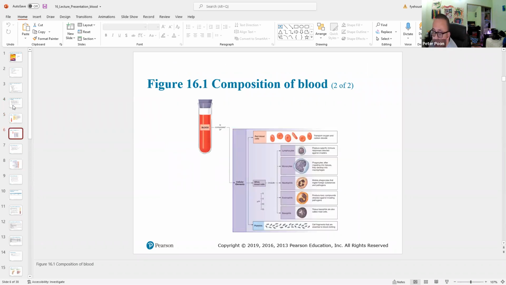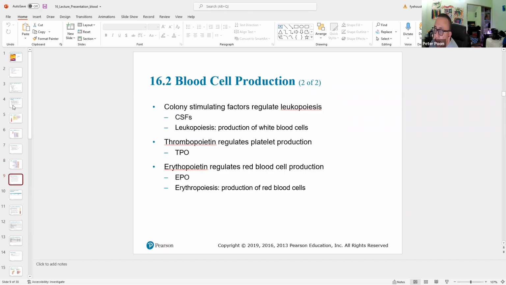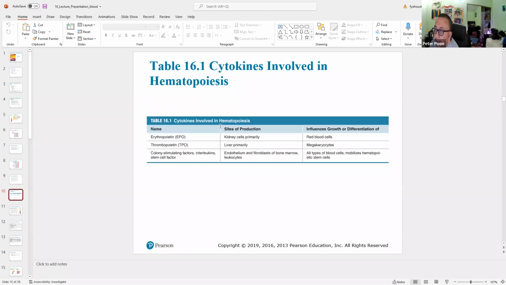Chemical composition of blood. You definitely have to understand hematopoiesis or hemopoiesis. You have to understand the factors that go into it. So EPO, erythropoietin, thrombopoietin, and leukopoiesis.